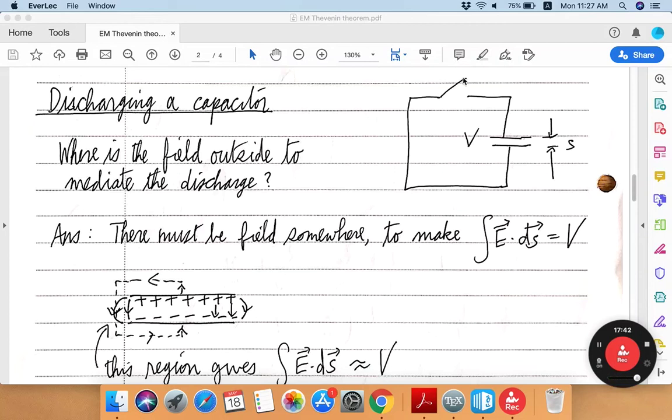Now, you close the switch, and then of course there will be a discharge. So the positive charges over here will start flowing along the circuit and annihilate the negative charges that were sitting on the other side of the plate. Or vice versa, negative charges travel all along the circuit and destroy all the positive charges on the other side of the plates.